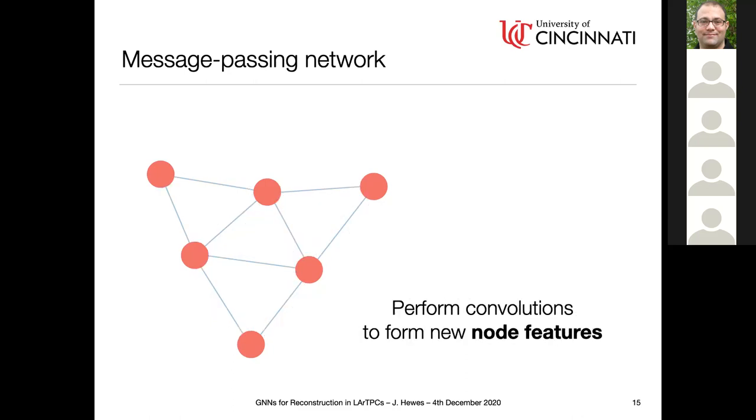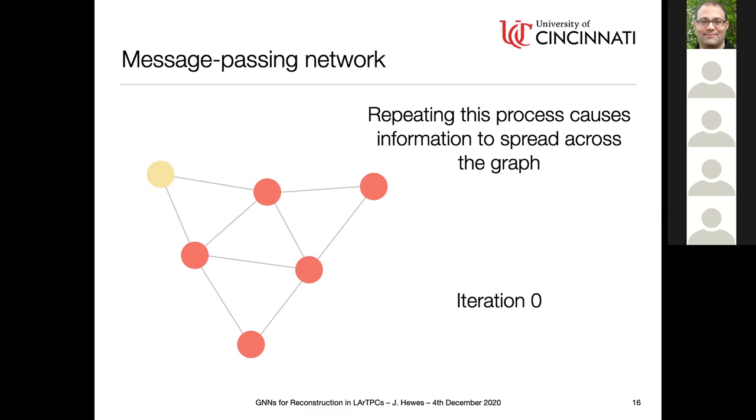And you can again do a convolution on this side, two linear layers, activations, and so on, to form a set of new node features. And now you're back where you started, where you have features on each node. You can go back to the start of this process, form new edge features, and do this over and over again. The reason this is called a message passing network is because when you repeat this process, your information spreads across the graph.